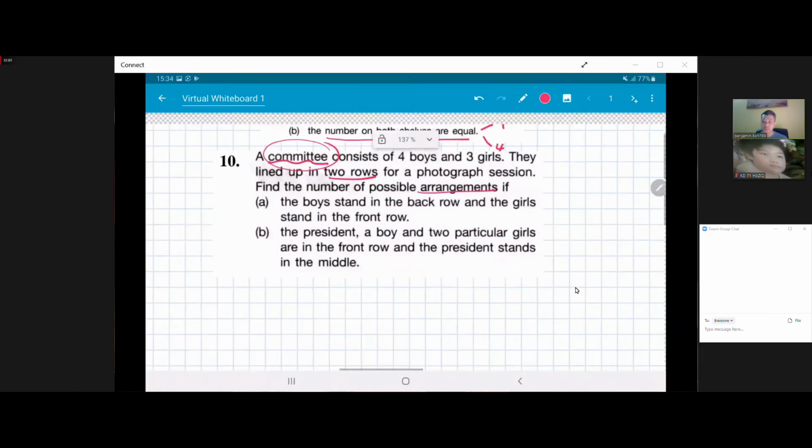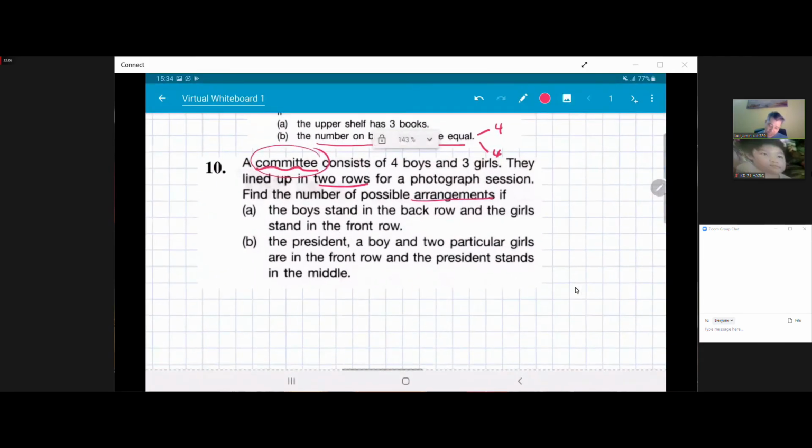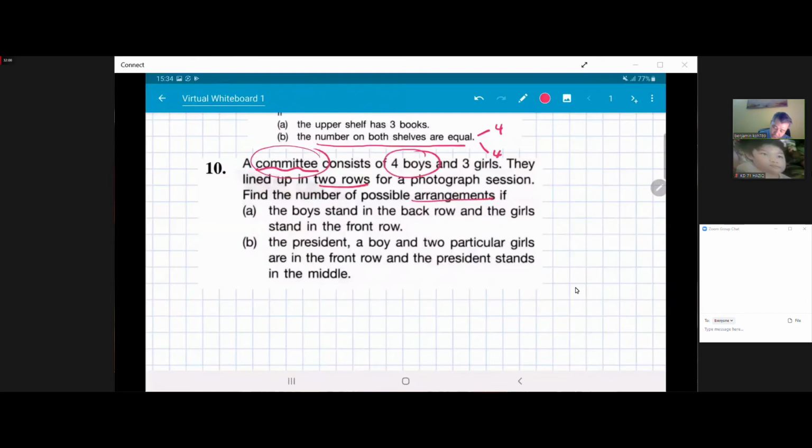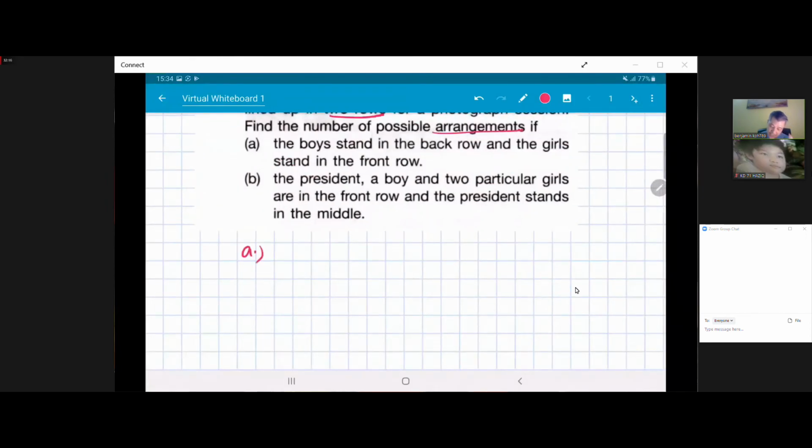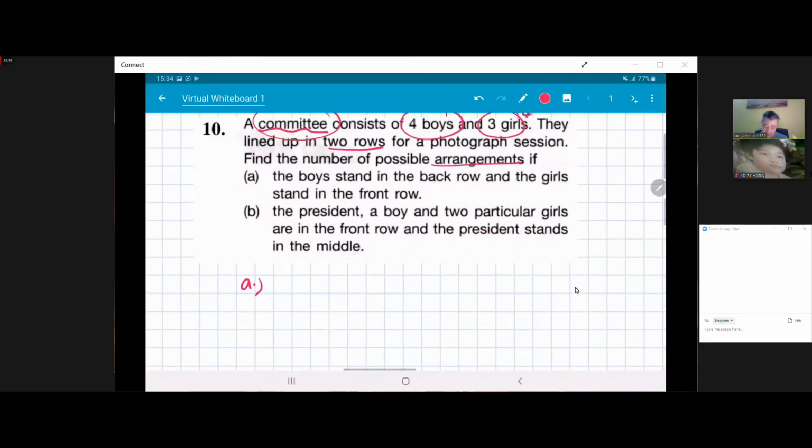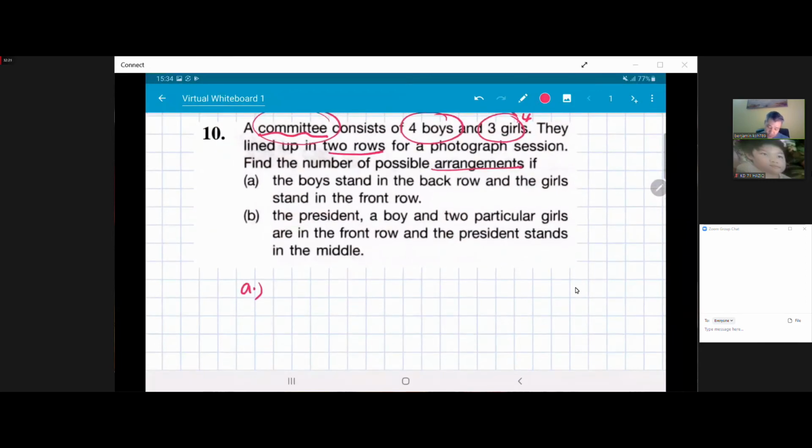Okay, no problem, Aliyah. All right, so now here are 4 boys and 3 girls. So we have got 2 rows. Now for part A, the boys stand in the back row and the girls stand in the front row. So let's say here is the front and this is the back, depan dan belakang. The boys stand in the back, so the boys got 1, 2, 3, 4. The girls stand in front, 1, 2, 3. In front girls, behind boys.